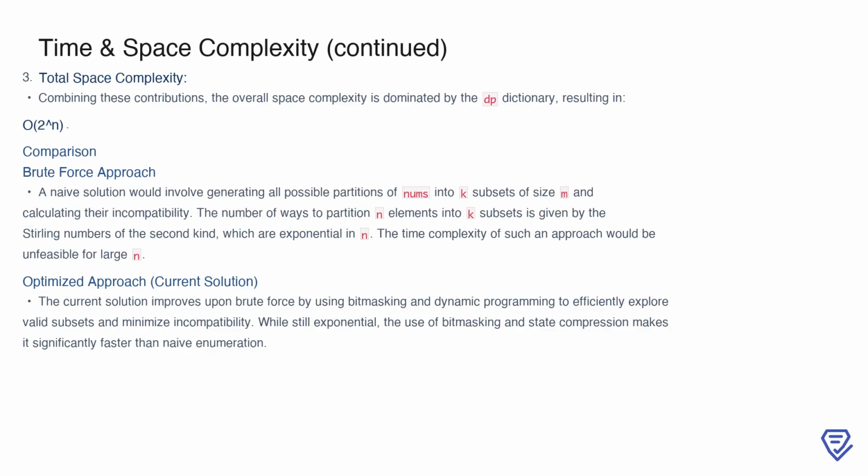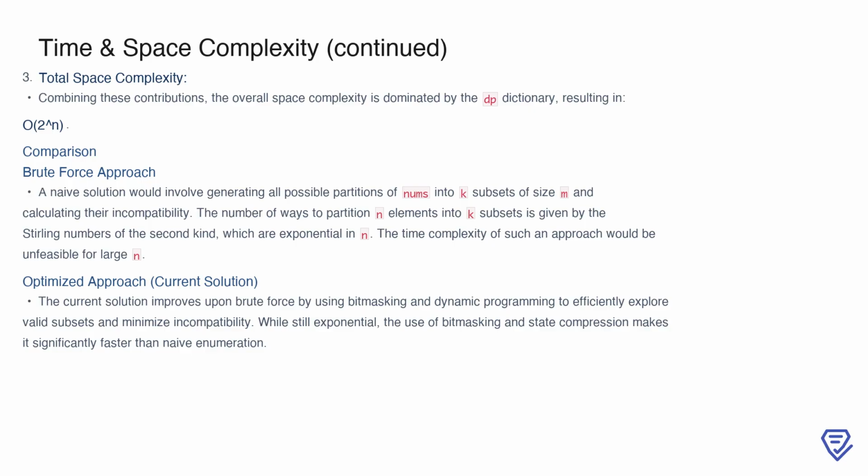Comparing our optimized approach to a brute force solution highlights its efficiency. A naive approach would involve generating all possible partitions of nums into k subsets of size m, calculating their incompatibility for each partition. The number of ways to partition n elements into k subsets is governed by the Stirling numbers of the second kind, which grow exponentially with n. This makes the naive approach computationally infeasible for larger values of n.